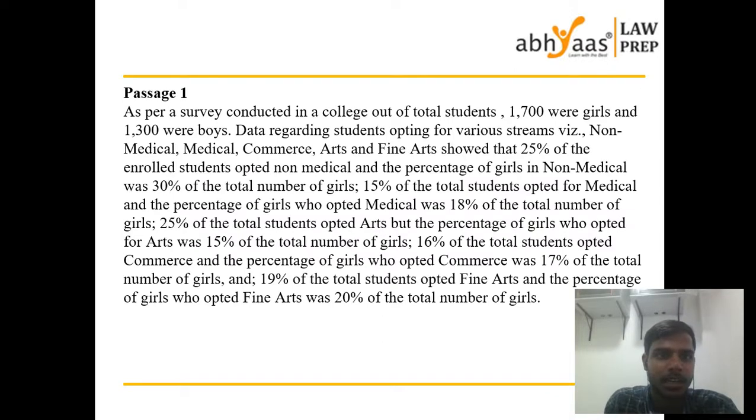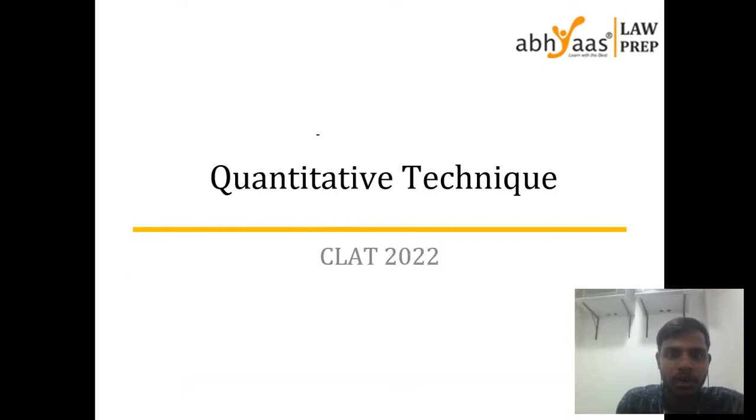In the first passage, it is given that there was a survey conducted in a college. Out of total students, 1700 were girls and 1300 were boys. The data regarding students opting for various streams, that is non-medical, medical, commerce, arts, fine arts, show that 25% of the students were enrolled for non-medical, and the percentage of girls in non-medical was 30% of the total number of girls. Just like for non-medical, the total number of students and the number of girls for each and every stream is given. So we have to find the number of boys, whatever is required in the question. Before doing that, I'm going to make a table.